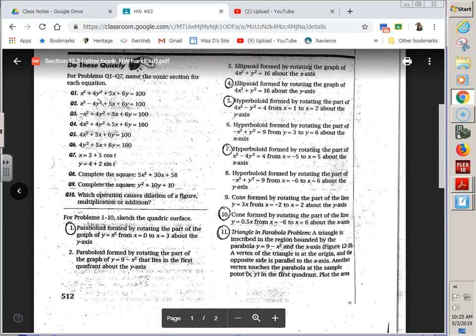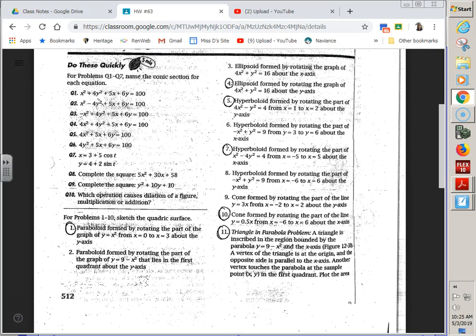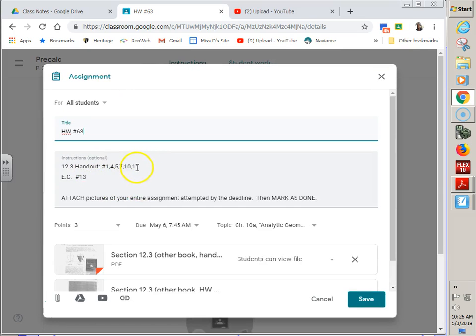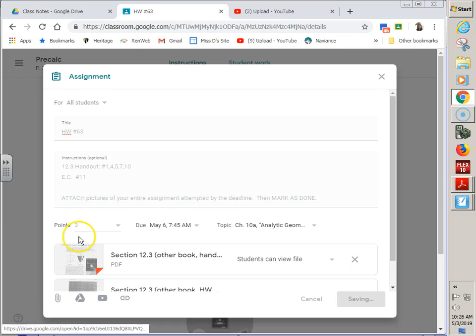Paraboloid, check. Ellipsoid, check. Hyperboloid, check. Cone, check. Triangle in parabola problem. I'm going to actually come back and change the homework assignment. Extra credit 13 was even harder than extra credit 11. I'm going to edit this really quickly and say that number 11 is extra credit, meaning it's not going to be a have-to problem on the test. Maybe it'll be a bonus problem on the test. I'm going to save it right now so that's in there.